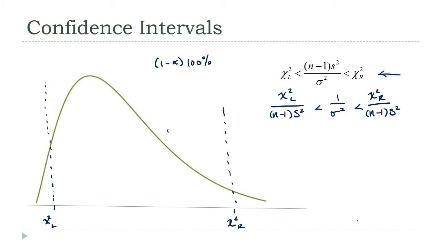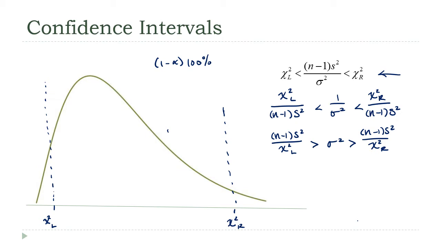So now I'm gonna flip all three parts over. Right, that's gonna make the 1 over sigma squared into sigma squared, which is what I wanted. And doing that is gonna mean I have to change the direction of the inequalities. So this will become n minus 1 s squared over chi squared L is greater than sigma squared is greater than n minus 1 s squared over chi squared R. And that's it. We're almost there.